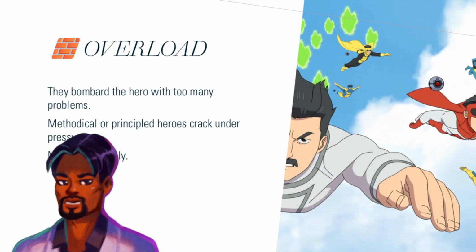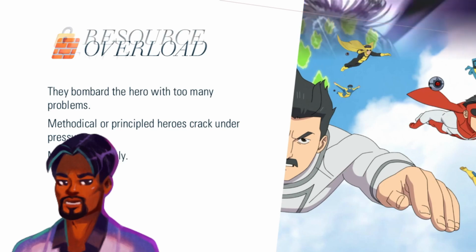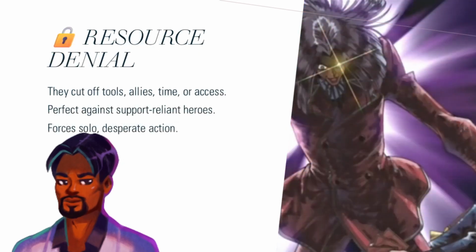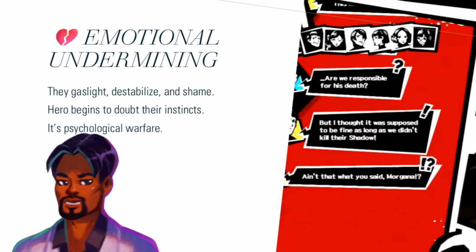The antagonist bombards the hero. Too many problems, too little time. This works especially well against methodical or principled heroes. The pressure forces mistakes, corrodes their discipline, and splits their focus until something gives. They can also use resource denial. The villain cuts off tools, allies, time, or access. This hits heroes who rely on systems, support, or planning. It forces them to act alone, act now, or act with less than they need.